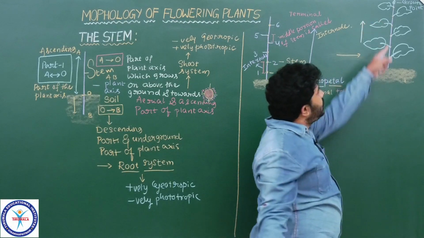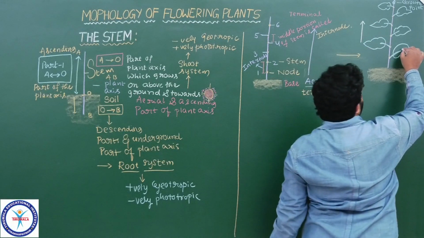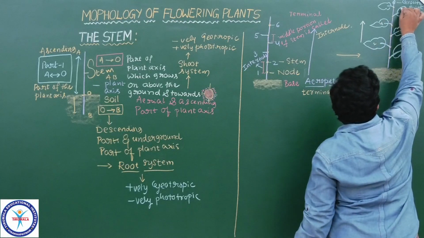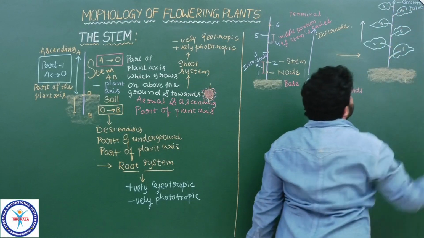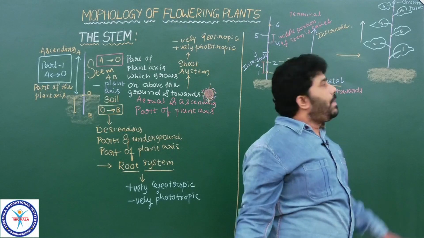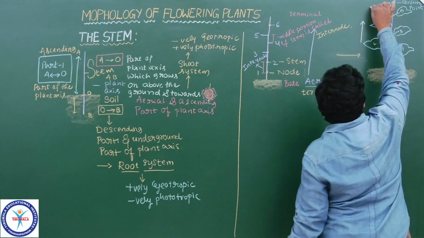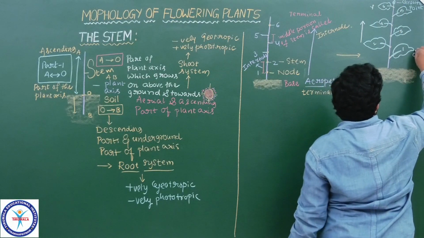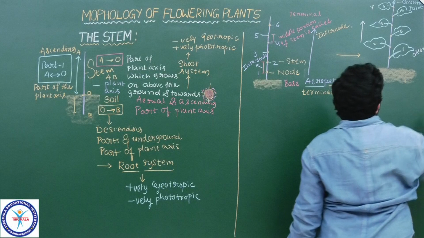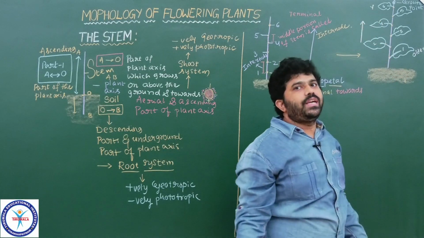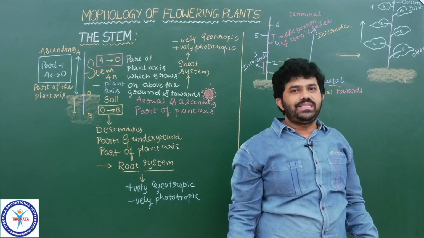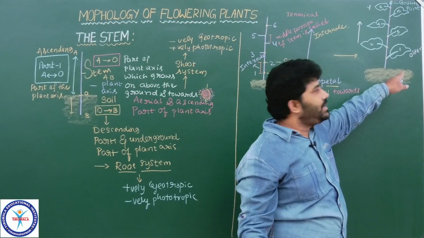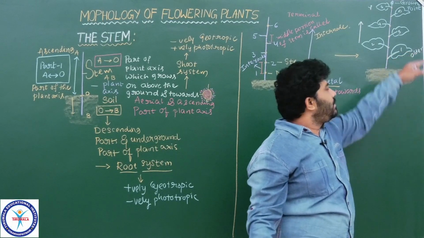Take the older leaves, for example leaf 1, leaf 2, leaf 3, leaf 4, leaf 5, leaf 6. Among all these 6 leaves, which one is younger? The younger leaf is 6. The older leaf is 1. So among all these leaves, which one is going to get senescence or old age first, ready to fall off, weathering off from the plant body?